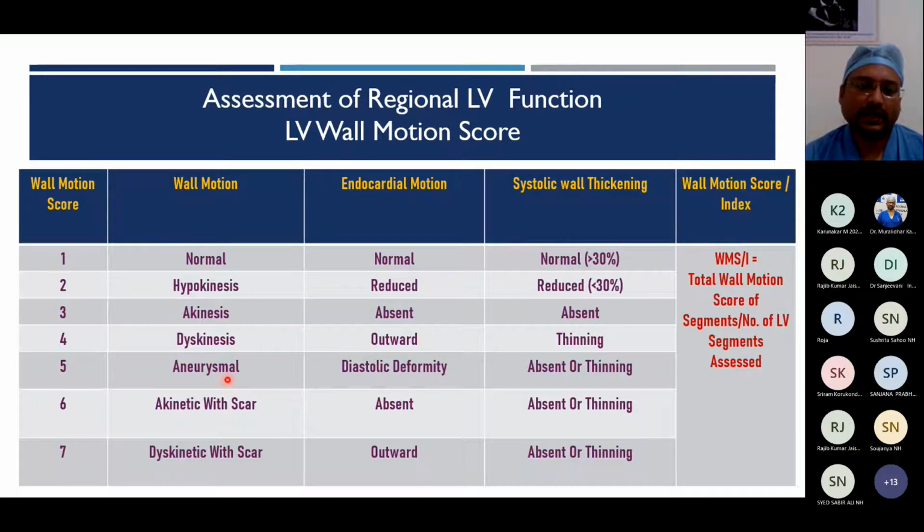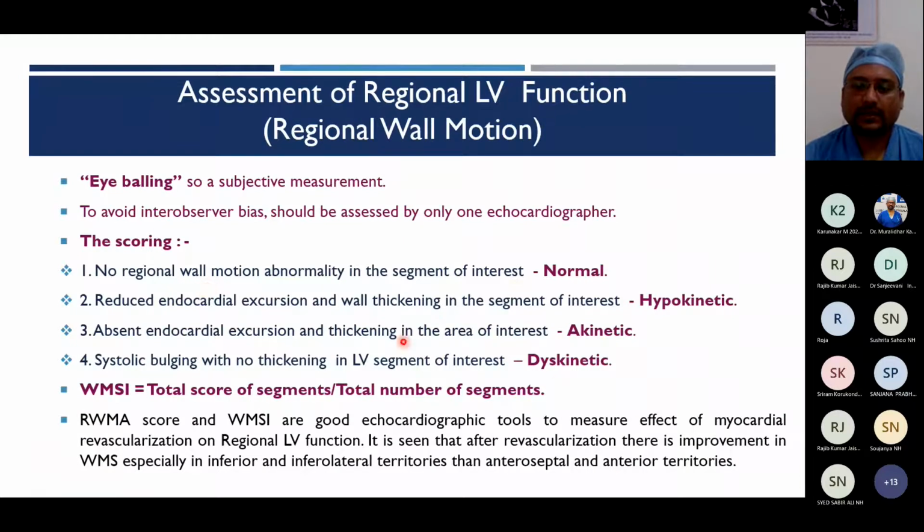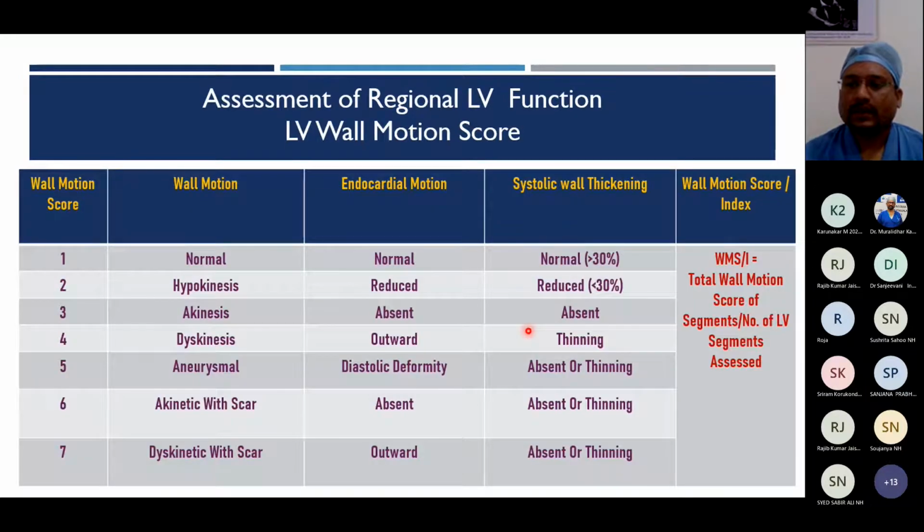and thinning of the myocardium during systole. In an aneurysm, there is a diastolic deformity and absent or thinning of the systolic wall thickening. Akinetic with scar and dyskinetic with scar can also be labeled as 6 and 7. So this is the actual regional wall motion scoring, but what we practically use is this particular thing. The wall motion score index is the total wall motion score divided by the number of segments assessed.